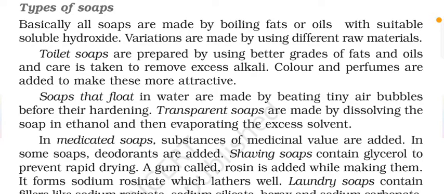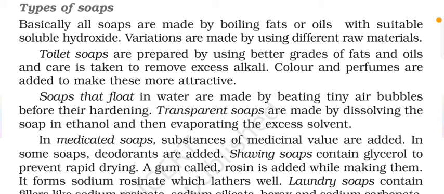Basically all soaps are made by boiling fats or oils with suitable soluble hydroxides. Variations are made by using different raw materials. That means we are talking about colors and smells and some other materials which can either increase the cleansing action or make soaps softer. Toilet soaps are prepared by using a better grade of fats and oils, and care is taken to remove excess alkali. Color and perfumes are added to make them more attractive.